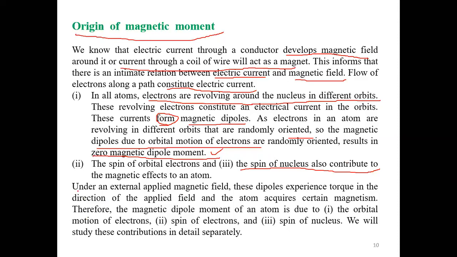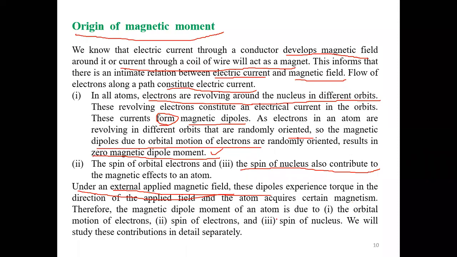So under an applied magnetic field, this dipole experiences a torque. You might have studied in your college level physics that when you place a magnetic dipole in a magnetic field, there will be a force acting on it, and due to that force it will try to rotate. Or due to that force, there will be a torque acting on it. Due to this external applied magnetic field, the dipole experiences a torque in the direction of the applied field, and the atom acquires a certain magnetization. That means it will rotate towards the magnetic field.